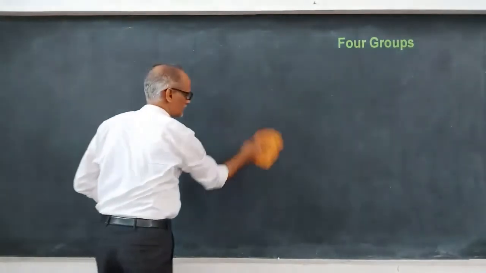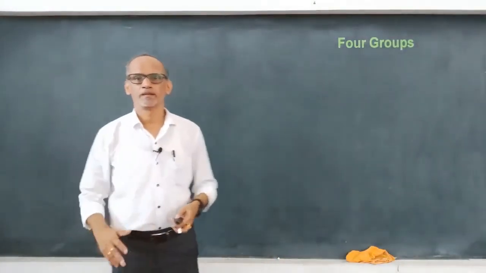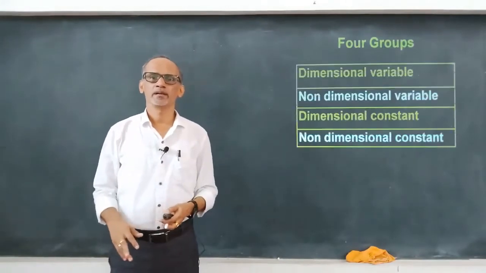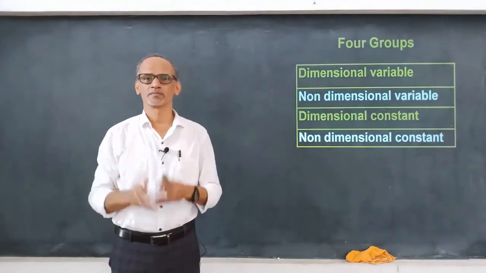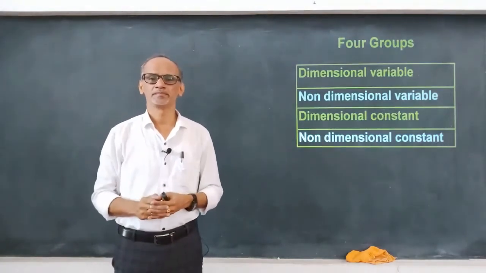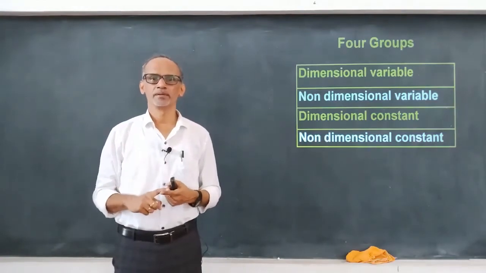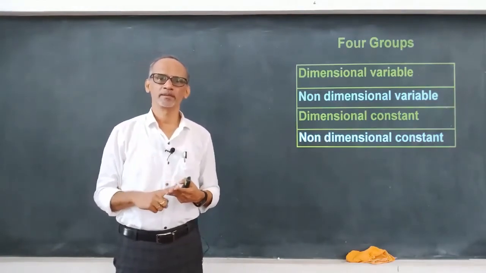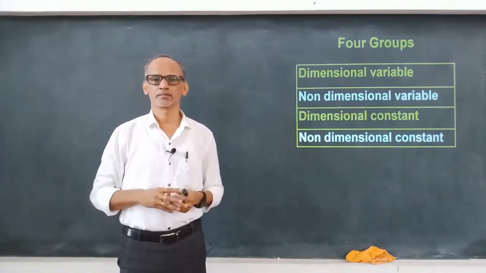Now, all the physical quantities which are there in entire physics are categorized into 4 groups, like 4 families. Which are those? First one, dimensional variable, non-dimensional variable, dimensional constant, non-dimensional constant.